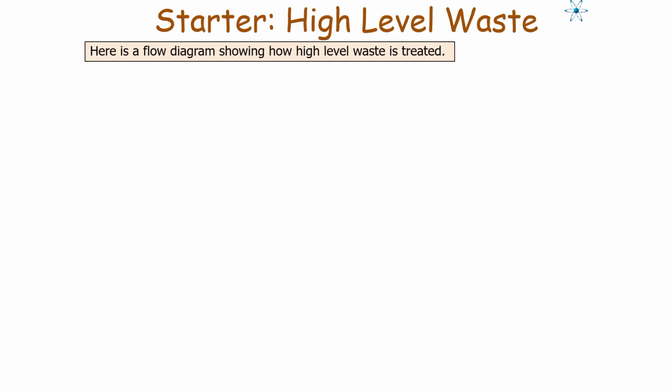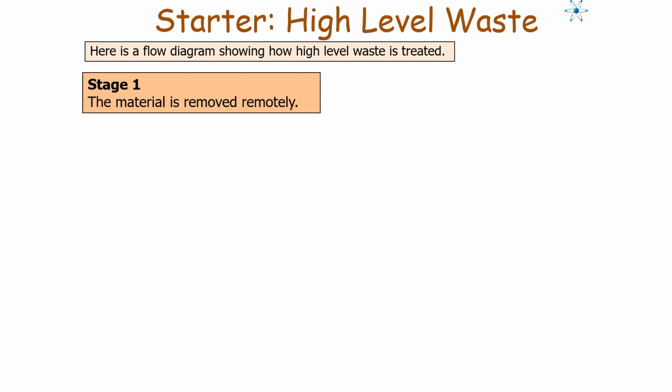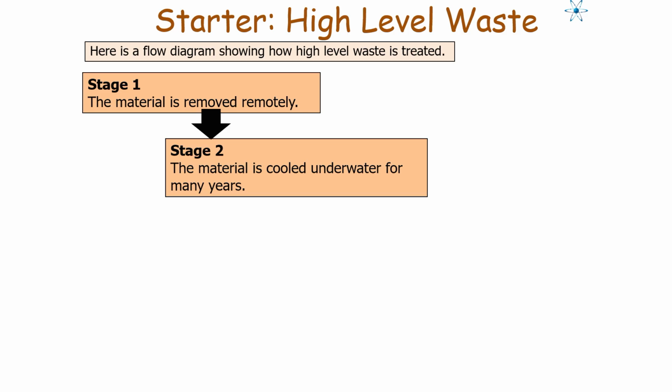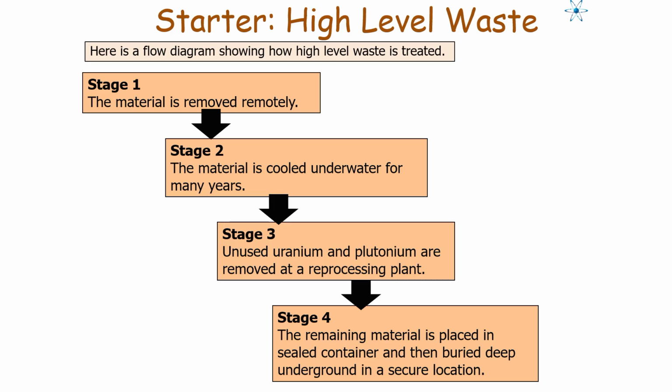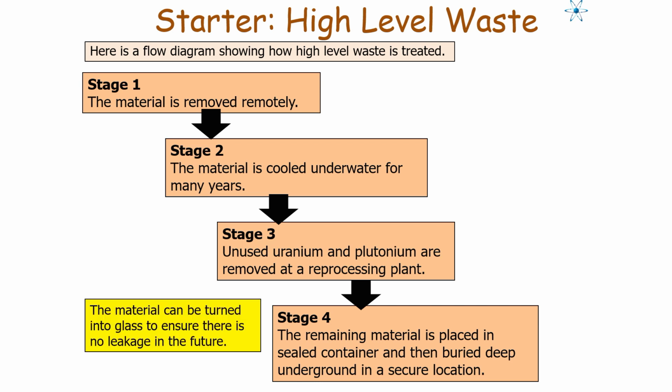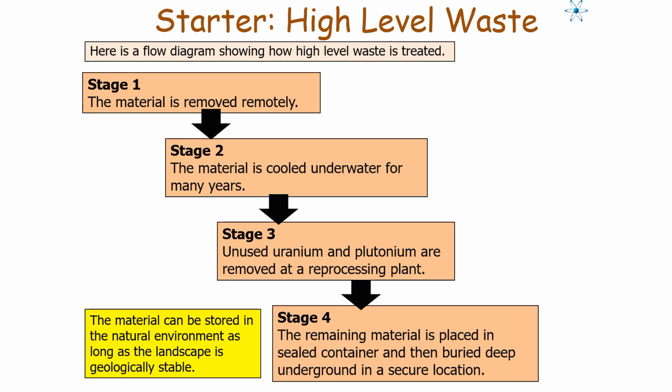So here's a flow diagram showing how high-level waste is treated in the UK. In stage 1, the material is removed remotely. Stage 2, the material is cooled underwater for many years. Stage 3, unused uranium and plutonium are removed at a reprocessing plant. Stage 4, the remaining material is placed in a sealed container and then buried deep underground in a secure location. The material can be turned into glass to ensure there's no leakage in the future, and the material can be stored in the natural environment as long as the landscape is geologically stable.